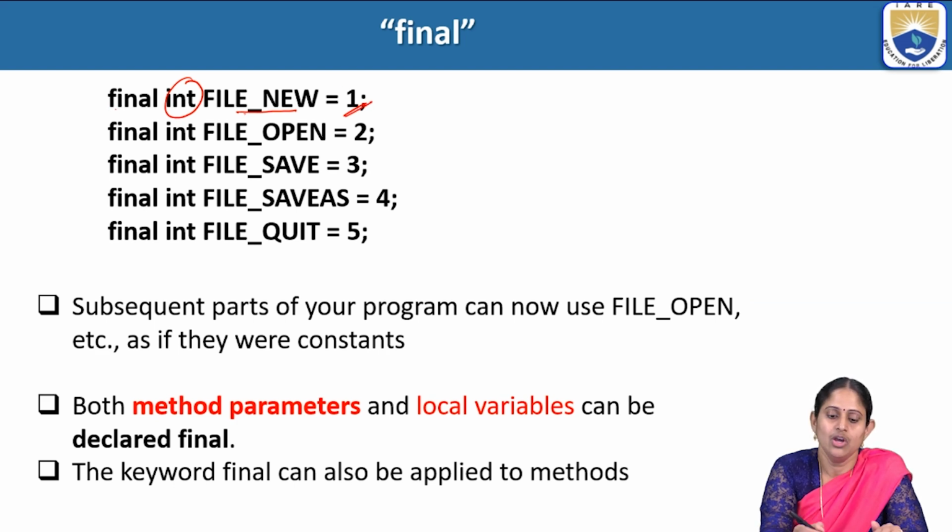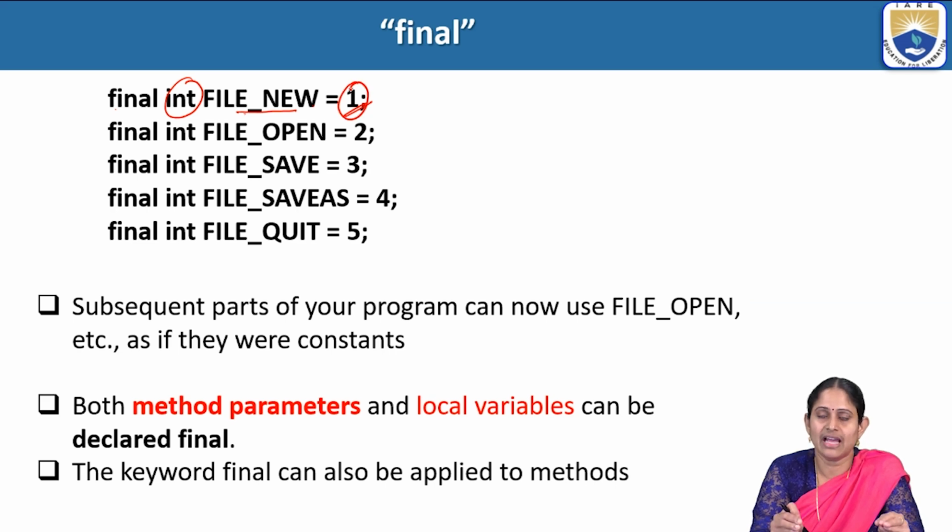A constant value. So wherever this FILE_NEW variable is used in our program, it will be using the value 1. So it cannot be modified in the program. When you declare any variable as final, it cannot be modified within the program. So we can have both parameters and local variables defined as final.